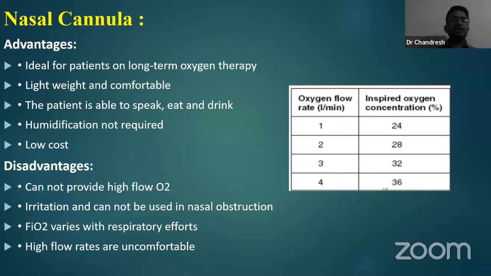The disadvantage is that it can never provide a high flow. Irritation can happen and it cannot be used in a patient with nasal obstruction. FiO2 varies with the respiratory efforts too, and high flow rates are really uncomfortable for the patient. As I told previously, each 1 liter is equal to an extra 4% of FiO2 above the 20%. So you can calculate how much FiO2 will be given if you put the patient at 4 liters on nasal cannula. Next.